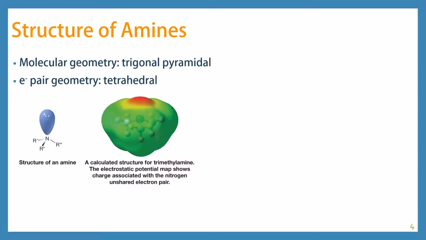So you have your amine. Notice that the R groups coming off of the amine are not in the same plane. That's what gives it the molecular geometry trigonal pyramidal. And the electron pair geometry is tetrahedral because when you include the fourth thing of the lone pair on the nitrogen, this is actually a tetrahedral structure.